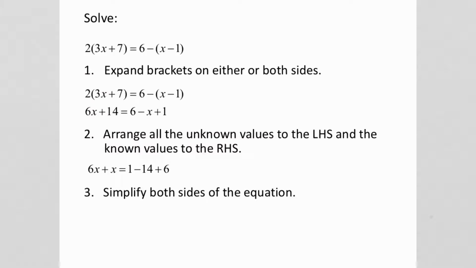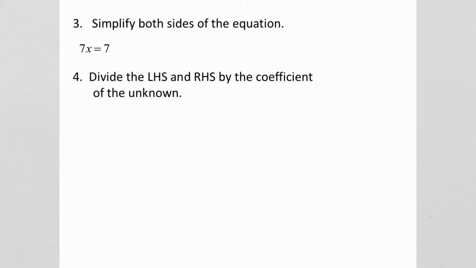So moving on, once we've got both of our sides sorted, we can simplify both sides of the equation, right? That means the like terms can be added to one value and the numbers can be added to another value. So 6x plus x gives us 7x, and 1 minus 14 plus 6 gives us 7. Okay, so that's that.